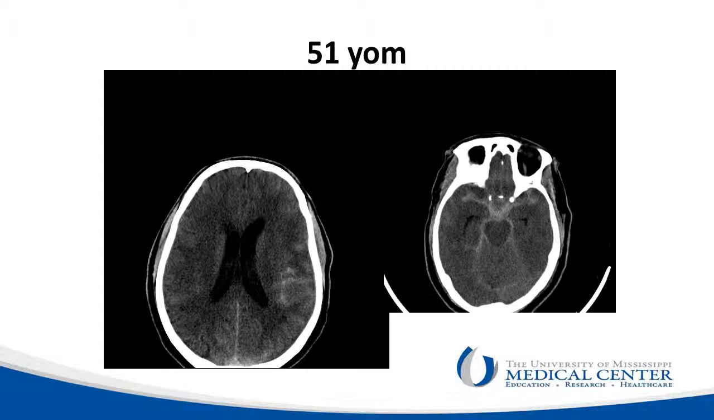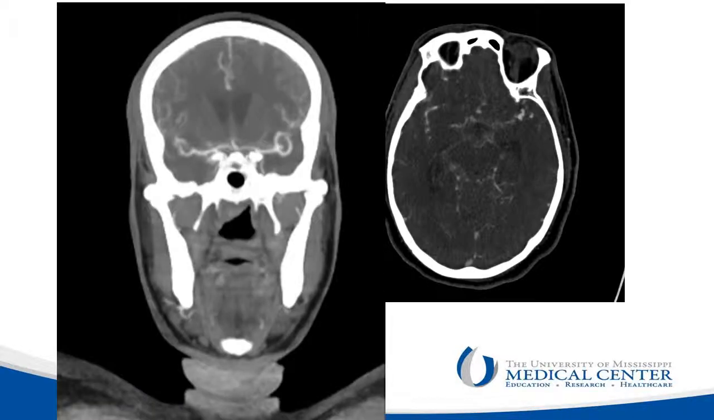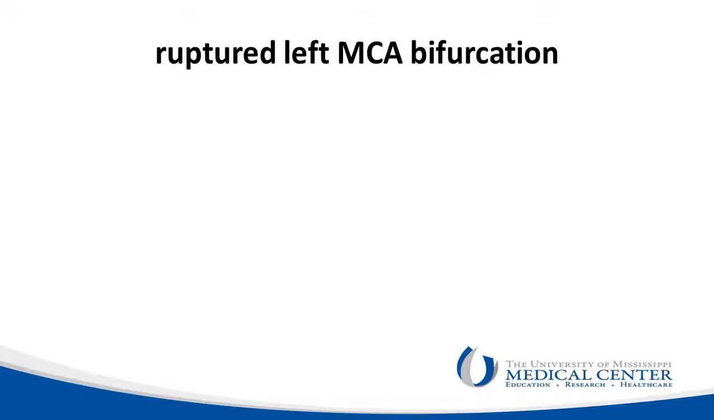This is another case. This is a 51-year-old man. We can see hyperdense hemorrhage in the suprasellar cistern extending into the sylvian fissures and surrounding the midbrain. There's a little more hemorrhage in the sulci of the left frontal and parietal lobes. A CTA is performed, and if you look closely, you can see there's abnormality in the region of the left middle cerebral artery bifurcation, and that is another ruptured left MCA bifurcation aneurysm.